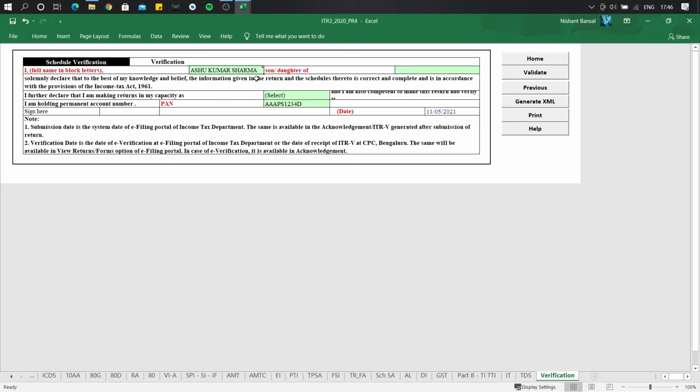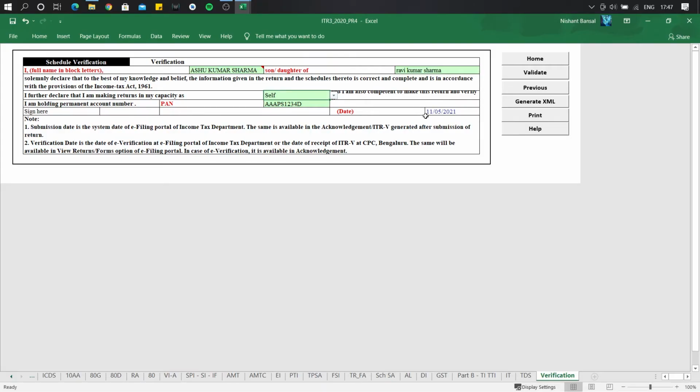It will automatically come here. We have to mention the father's name in this case. Since nothing is mentioned, we'll assume it on our own: Ravi Kumar Sharma. And I further declare that I am making returns in my capacity as self.